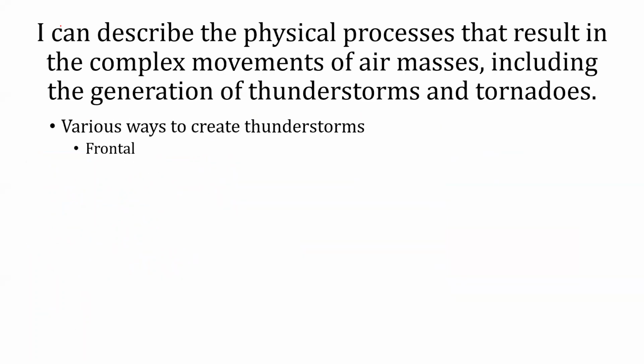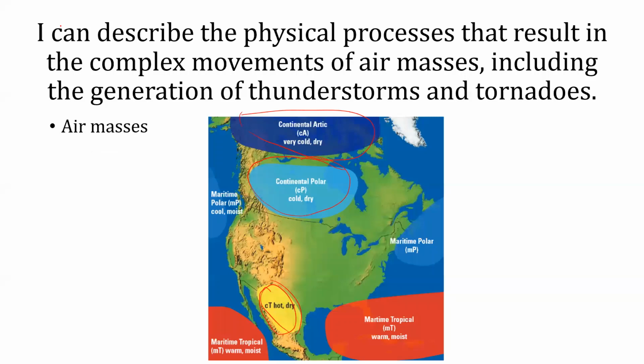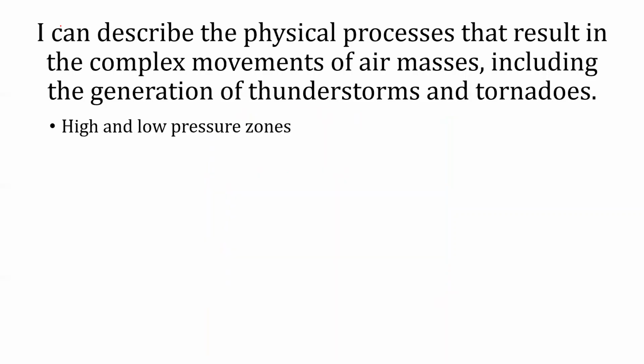Okay, in that case, we'll go on to our next reasoning target. I can describe the physical processes that result in the complex movements of air masses, including the generation of thunderstorms and tornadoes. So we've already covered the air masses. Next, we need to talk about high and low pressure zones.